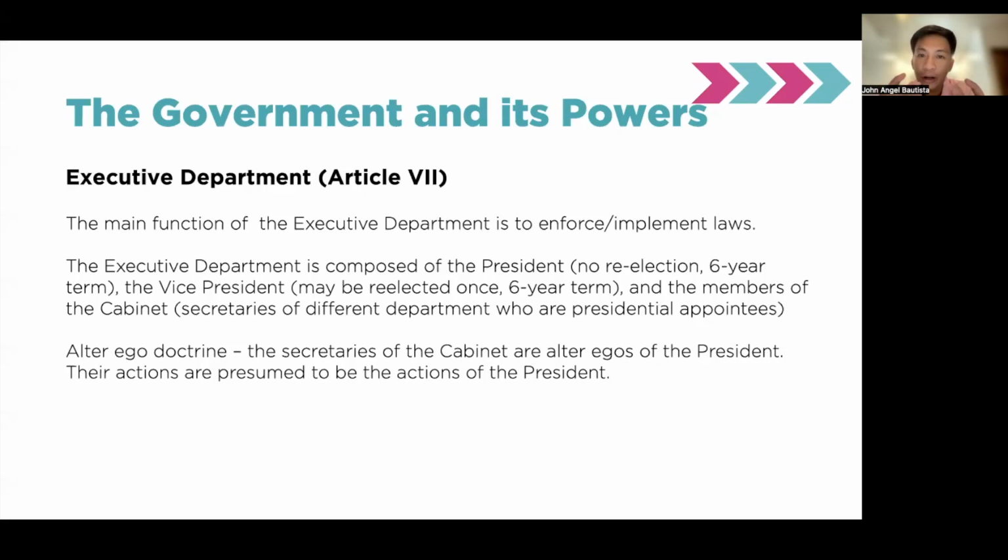So whatever they did, kung ano man yung ginawa nung alter egos, it reflects on the president. It is as if it is the act of the president, no? So that is our alter ego doctrine.